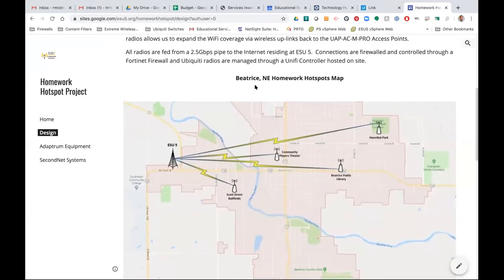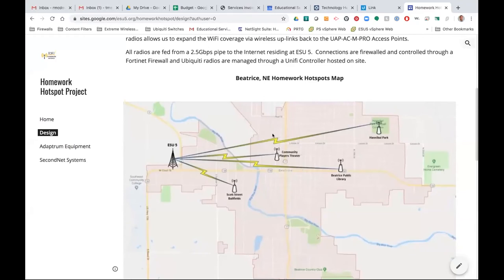Yeah, no problem. So I'm Ryan McDowell. I work with ESU5. We're a service unit in Southeast Nebraska. We have 10 school districts that we provide services for. We had done a project in the past with homework hotspots in one of our communities. So in Beatrice, we actually use TV Whitespace to provide homework hotspots, or internet access, through the public library, in cooperation with the school and our office. We also brought up internet at a couple of public parks, as well as our community players theater, which houses an after school program. And we've had pretty good success with that.